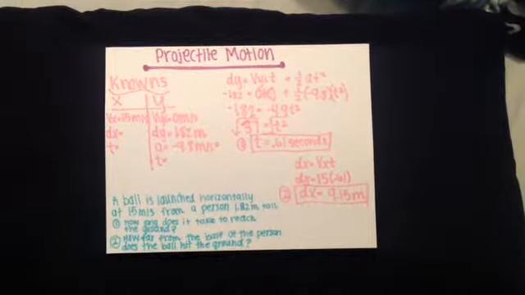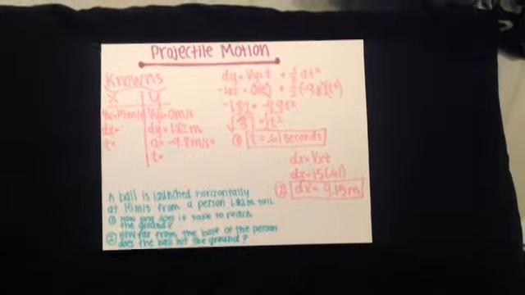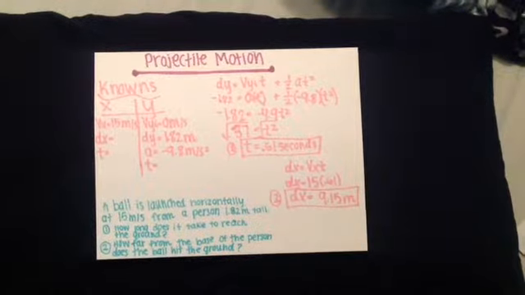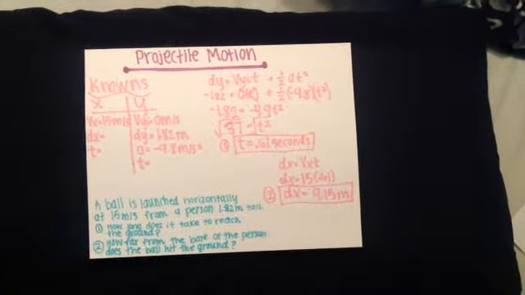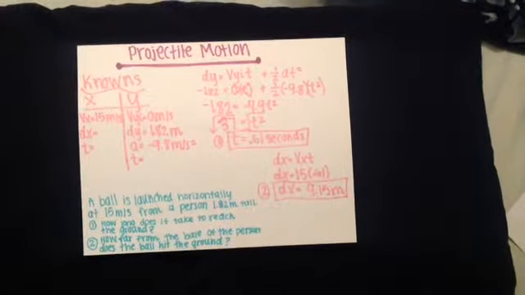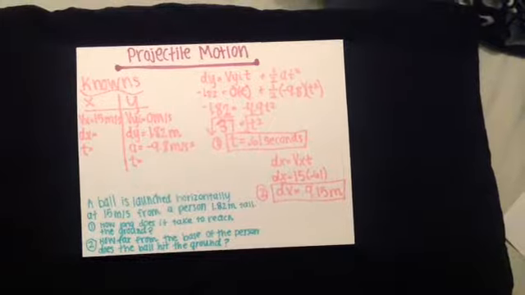After dividing negative 1.82 by negative 4.9, we get 0.37 equals t squared. Then we have to take the square root in order to find t. Then we find out that it equals 0.61 seconds.